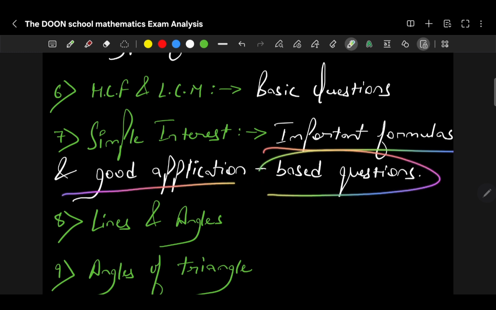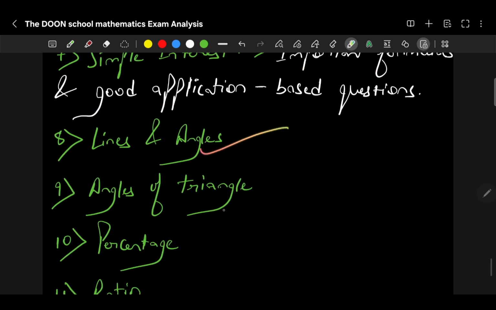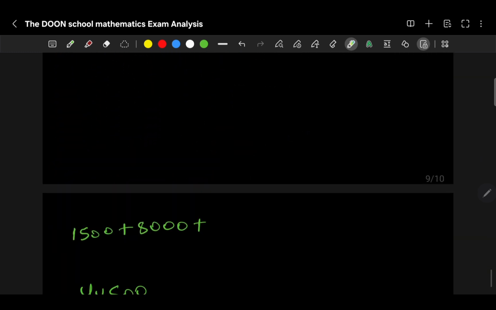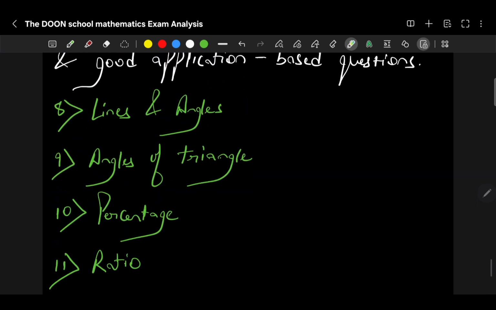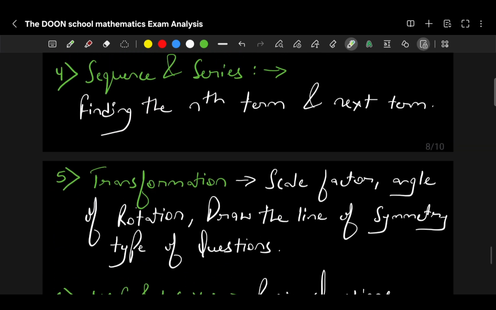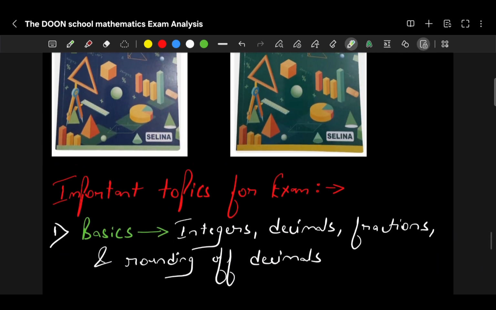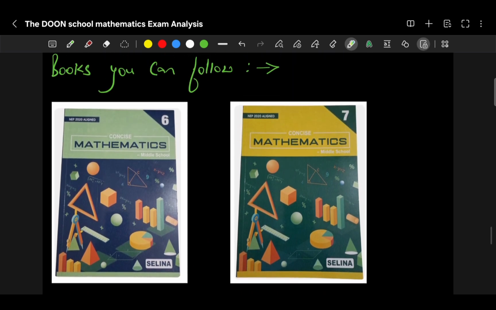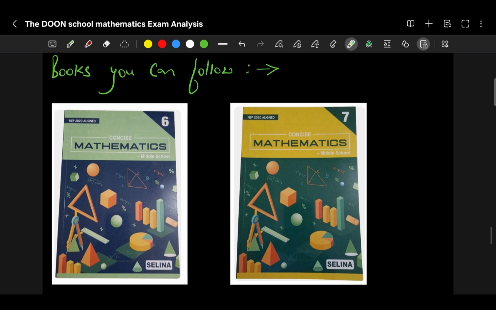Lines and angles, angles of triangles, percentage and ratio. These are important topics. So you should go through these topics if you want to prepare well. And let me say it again, you don't need any coaching to prepare for it. You can prepare by yourself.